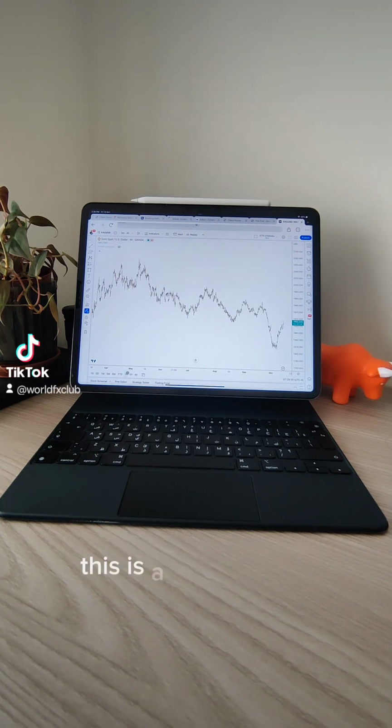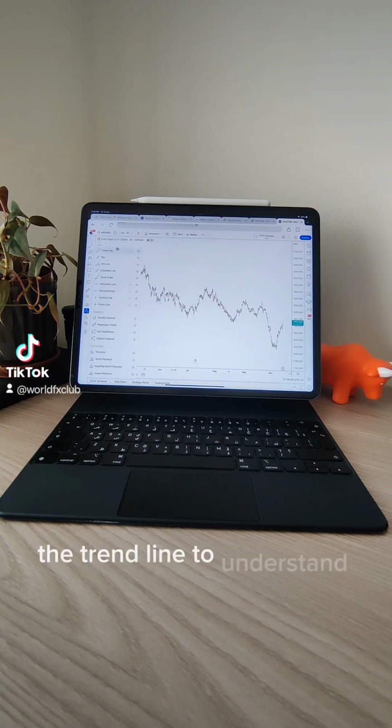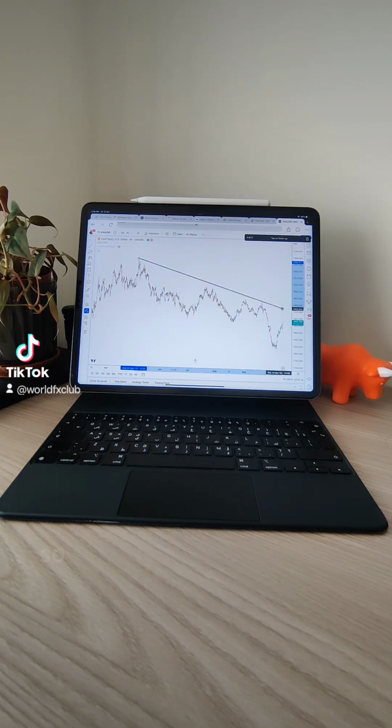So this is a chart of gold. I'm going to draw the trend line to understand where the trend is. So basically the trend is down. So I'm going to say that this is a downtrend. I can clearly draw this and I can easily see that there are some resistance areas and support areas, right?